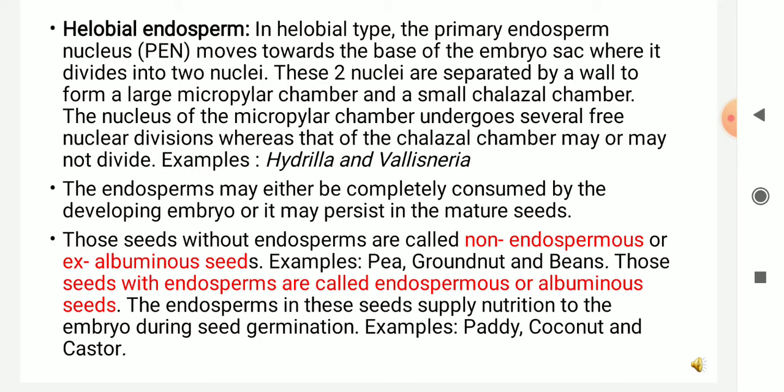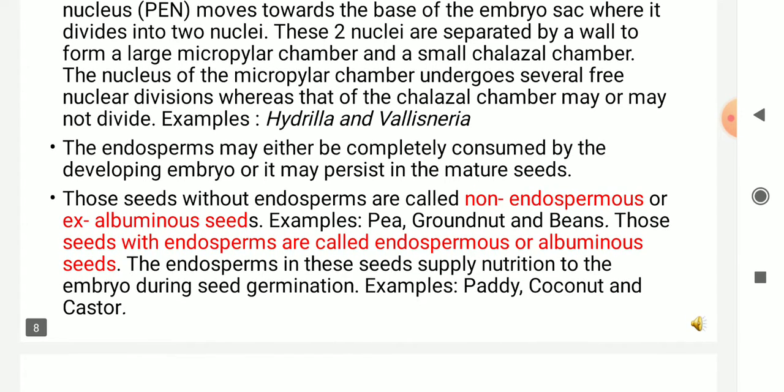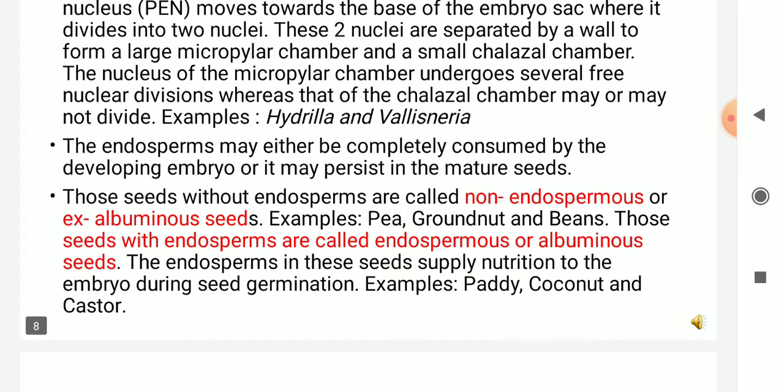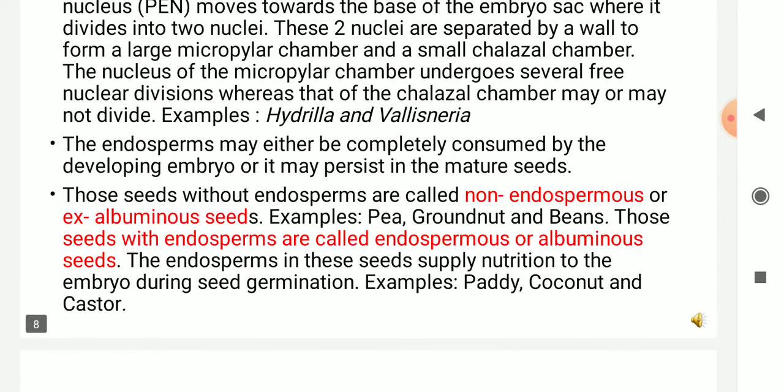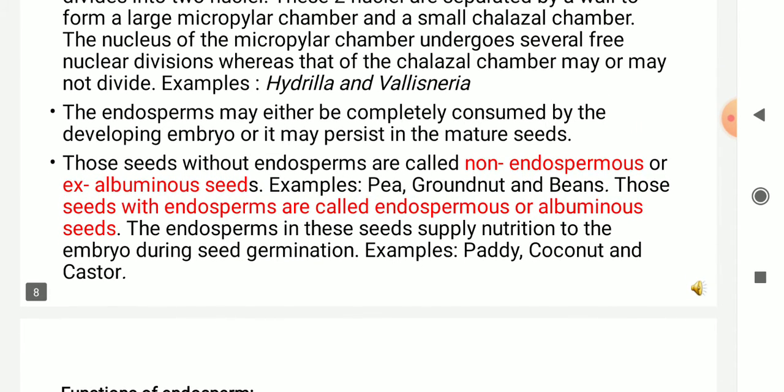Now another important feature is, as I've already told you, that the function of endosperm is to provide nourishment to the developing embryo. During development of embryo in some seeds, the endosperm is completely consumed, and when the mature seed is formed, no endosperm remains. Such seeds which are without endosperm are called non-endospermic seeds or exalbuminous seeds. Its common examples are dicot seeds like pea, groundnut.